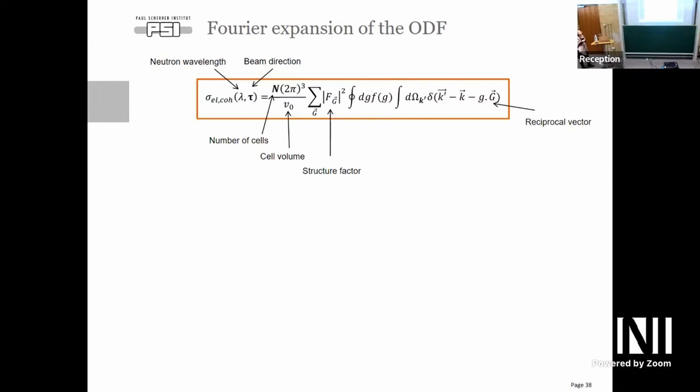So what's the structure factor? The structure factor is basically how the unit cell contributes to one particular detection. So it's the HKL value, and it's a sum. I didn't write it there, but it's basically considering the elastic coherent cross section on the Bragg pattern.